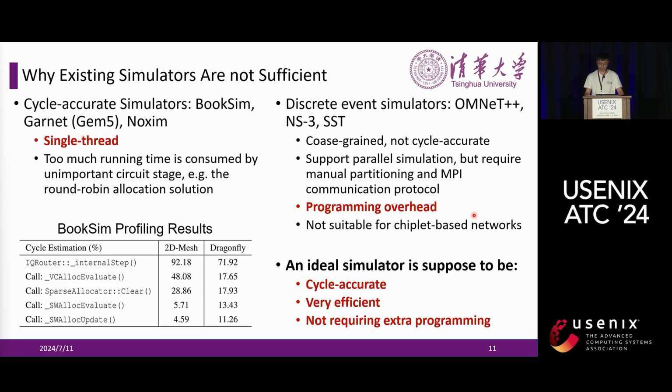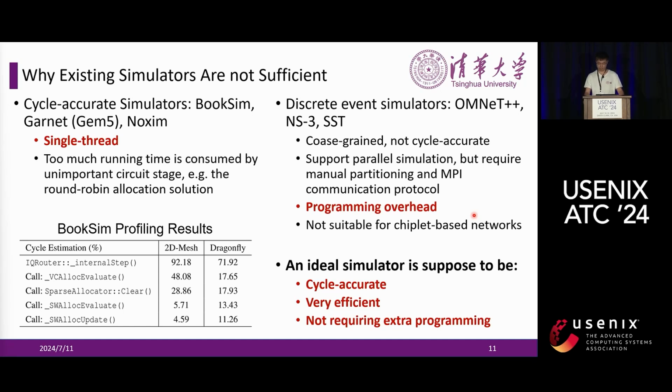Let's see what is the limitation of existing simulators. All the existing cycle-accurate simulators, including Booksim and Garnet, are single thread, so they are slow. Besides, we profiled the simulators. Most running time is consumed by unimportant circuit stages. For example, the round-robin allocation behavior is very time-consuming to simulate.